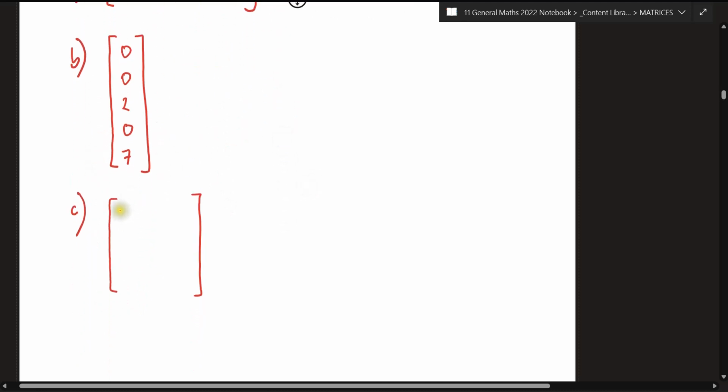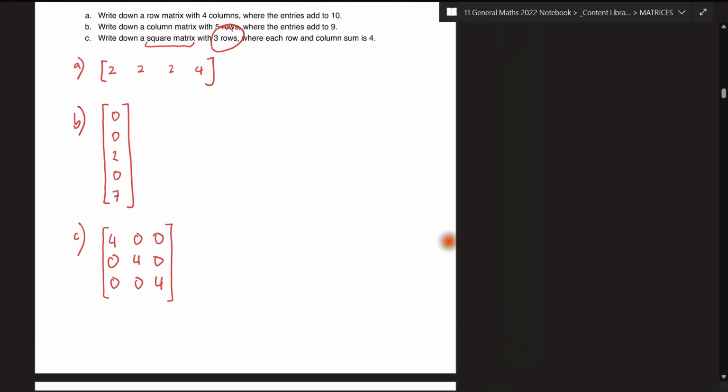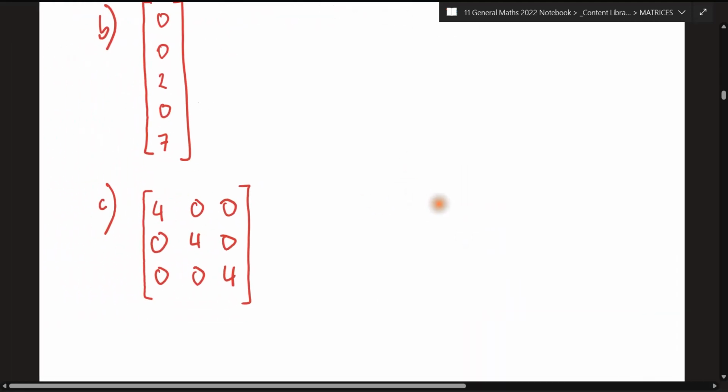Now what I'll do here is I'm going to put a 4 there, and I'll go 0, 0, 0, 4, 0, 0, 0, 4. And you'll find that each column and each row is always going to add up to 4, which is what we want. So if you can think of any other examples, go for it. But that's one combination that I can think of that will give you a sum of 4 for all the rows and all the columns.